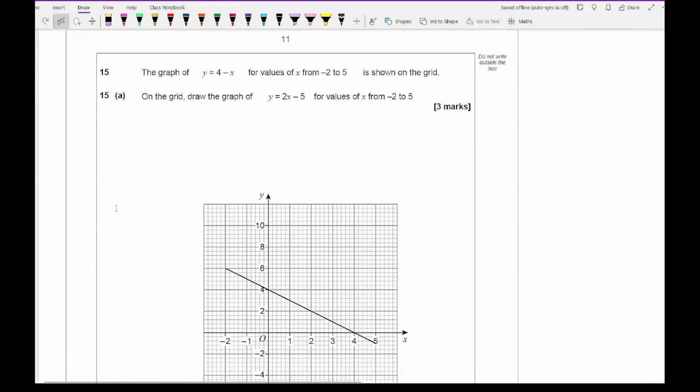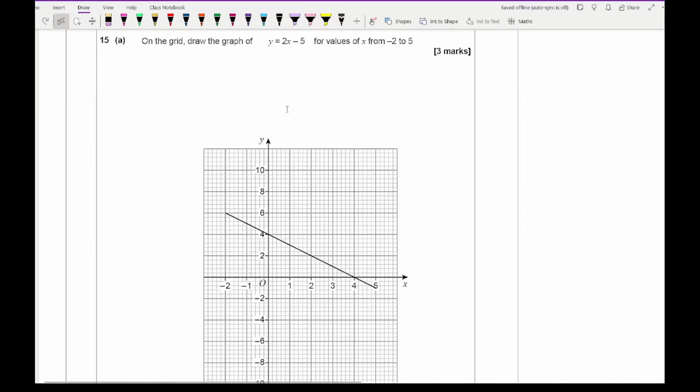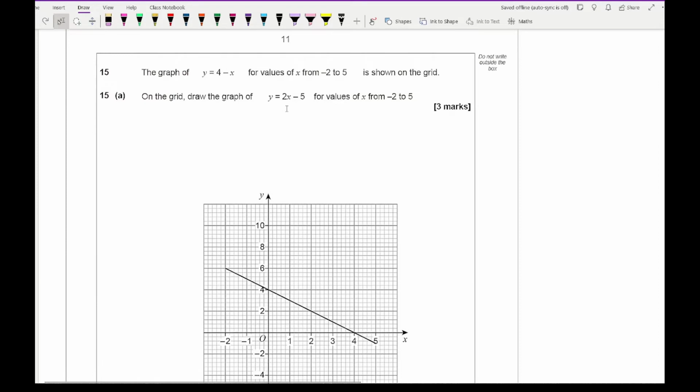So then moving on to question 15, it says the graph of y equals 4 minus x for the values of -2 and 5 is shown on the grid. On the grid, draw the graph of y equals 2x minus 5 for the values of -2 and 5. So what I need to do here is draw a table of values. Now, because I know it's a straight line, I've just got to pick 3 coordinates. I'm going to go for 0, 1, and 2.